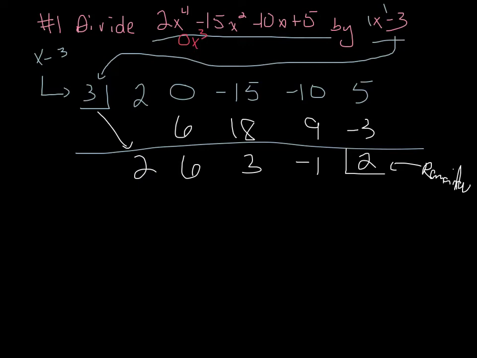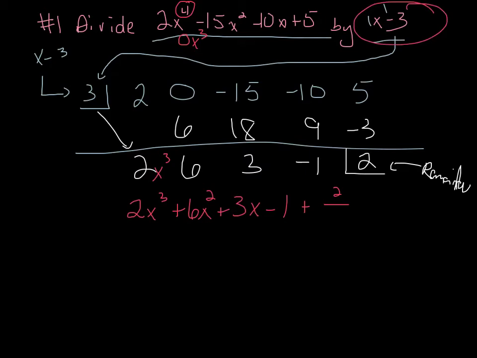So we would write our answer like this. Remember, we started off with x to the 4th. That means that the depressed polynomial must start off with x cubed. So we would say 2x cubed plus 6x squared plus 3x minus 1. And then to write a remainder, you put plus 2 over what you divided by. What factor did we divide by? x minus 3. That's just like saying the remainder when you divide 14 by 9 is 1 and 5/9. It's the same idea.